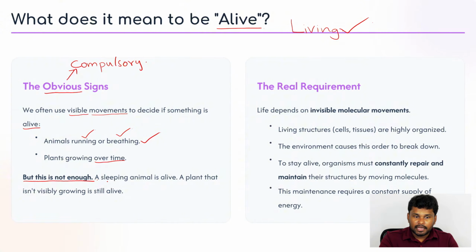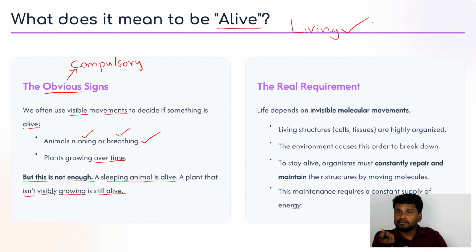A sleeping animal is alive. A plant that is not visibly growing is still alive. Just now we have discussed plants will take some time to grow, they will show very slow movement, at the same time they will die very slowly. With all these characteristics, we can simply say an animal is living.